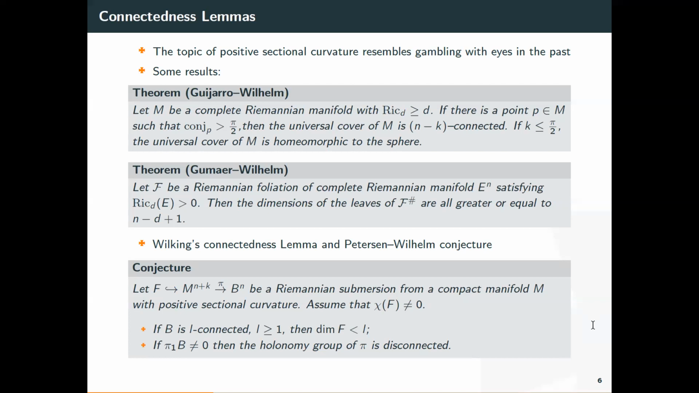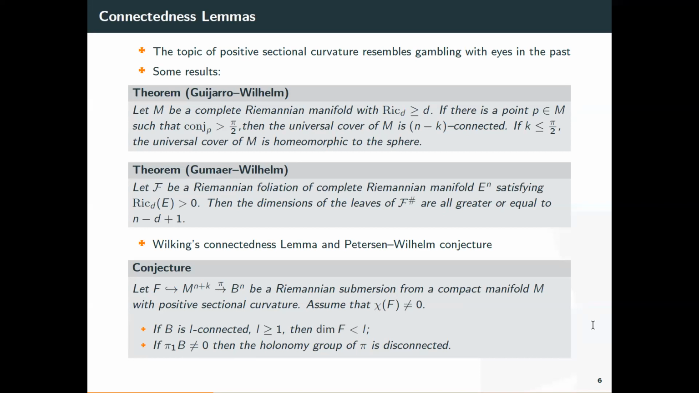So the dimension of B should be greater than the dimension of F. This is what is known as the Petersen-Wilhelm conjecture. And perhaps Ricci intermediate curvature can lead to proving the following: that from the Petersen-Wilhelm conjecture, infusionality would follow.